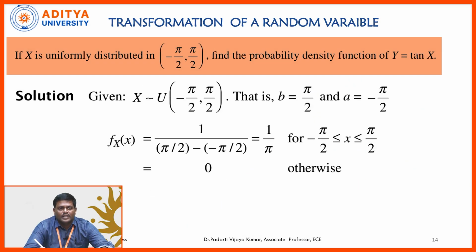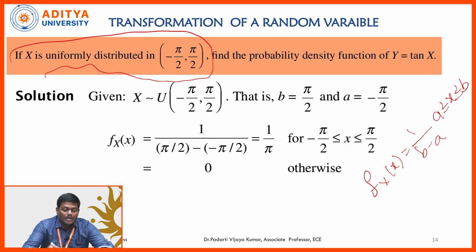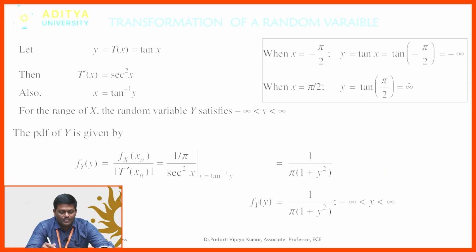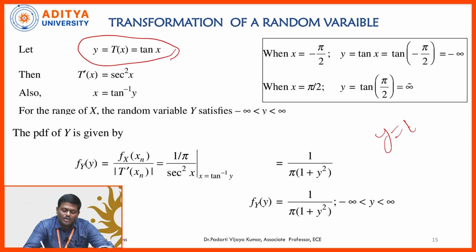Okay. Next, given X is a uniformly distributed random variable, we know the uniform distribution function fX(x) is equal to 1 by b minus a, for a less than x less than b. Applying that concept, minus pi by 2 is a, plus pi by 2 is b. Applying that 1 by b minus a, we will get the uniform density function as 1 by pi over the limits minus pi by 2 to plus pi by 2. Now, the transformation applied here is a non-linear transformation, y is equal to tan x, it is a non-monotonic transformation.